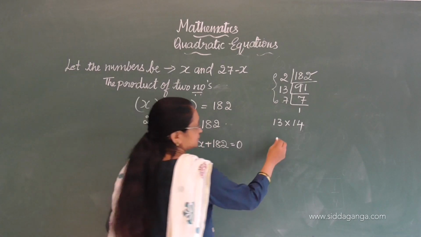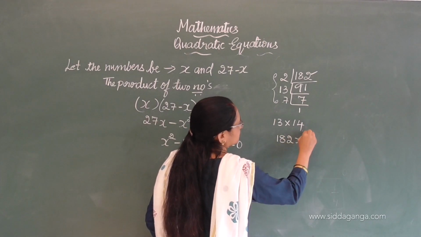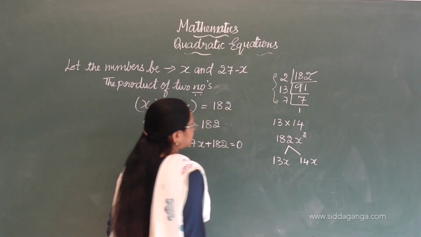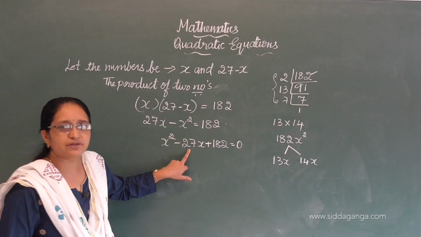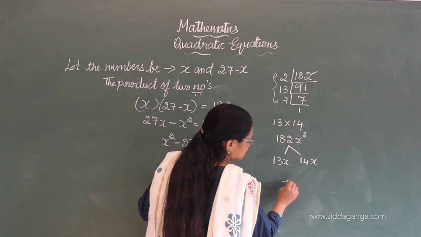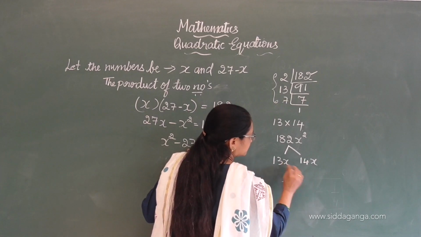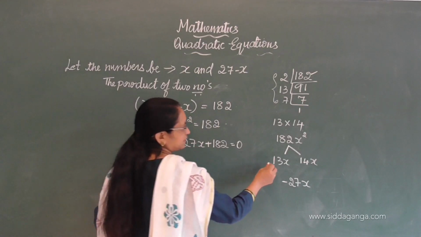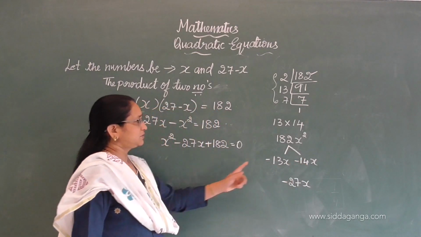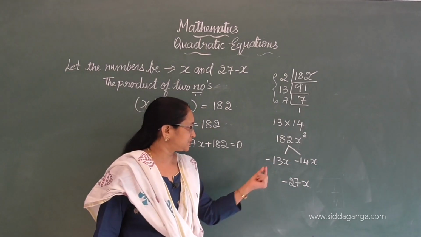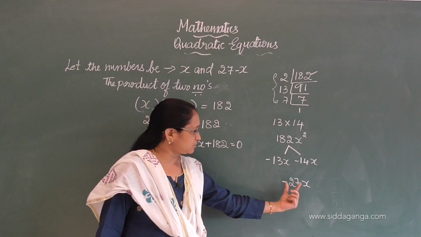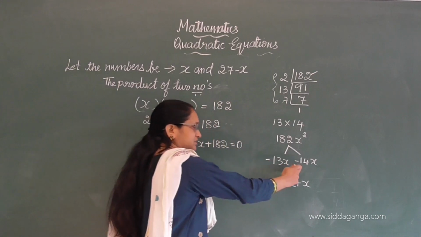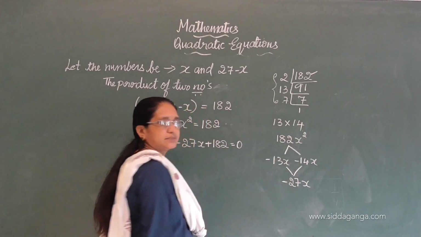Now I need 182, correct? 182 x square. So I am going to divide into 13x and 14x, because I need minus 27x. So here the sign is very important. For both the terms I have to put minus. See here, minus and minus. So then only you will get minus 27x, correct? So when two terms are both minus, you are going to add them, correct?